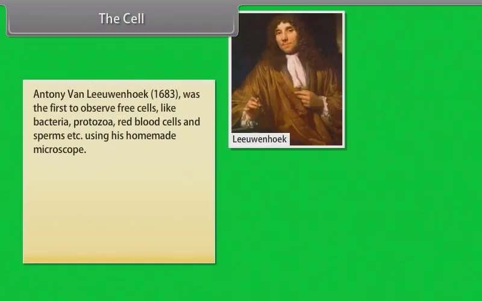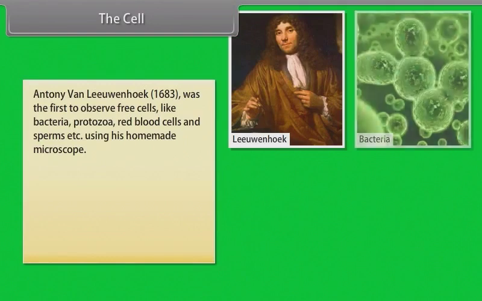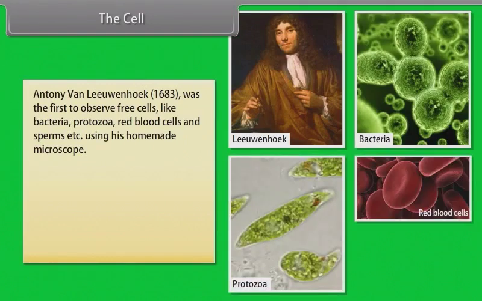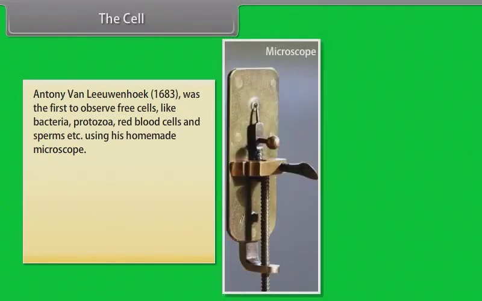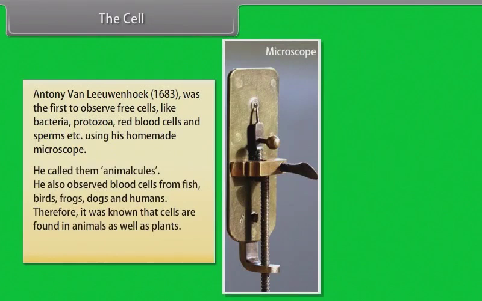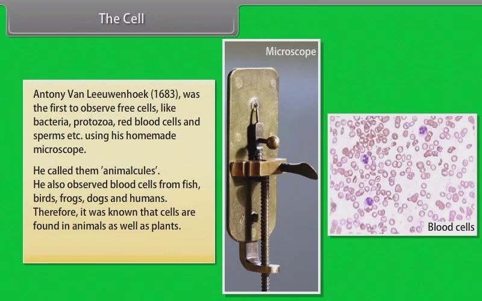Antony van Leeuwenhoek was the first to observe free cells like bacteria, protozoa, red blood cells and sperms, etc., using his homemade microscope. He called them animalcules. He also observed blood cells from fish, birds, frogs, dogs and humans. Therefore, it was known that cells are found in animals as well as plants.